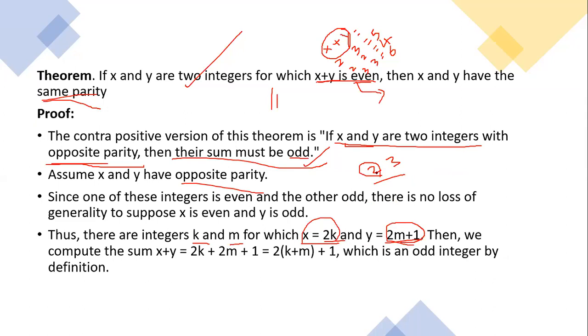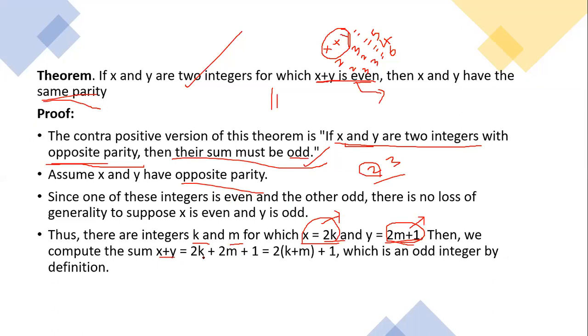I can't say the first one must be even and the second odd, no issues either way. If you substitute any value into 2k, you will get an even number, so x is even. If you substitute any value into 2m plus 1, definitely you will get an odd number. I'm just doing this for the purpose of the proof. X equal to 2k means the even number; 2m plus 1 is nothing but an odd number. Then we compute the sum x plus y. We are going to do that next, right?